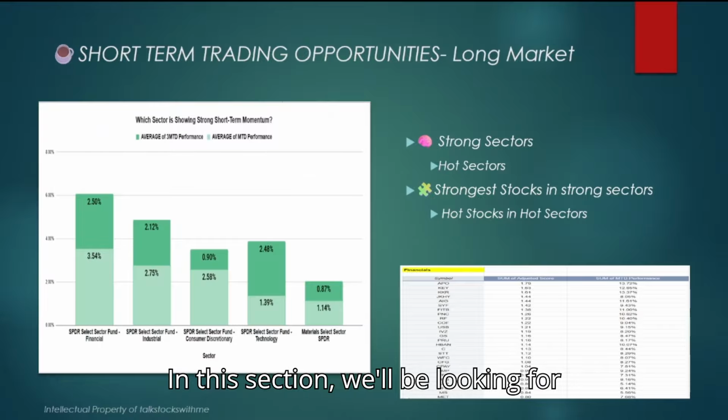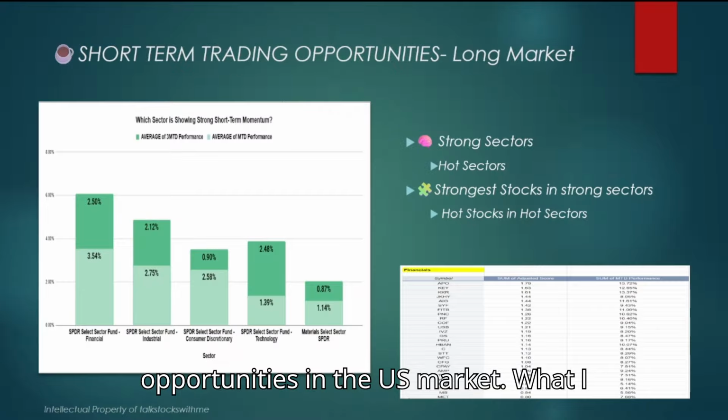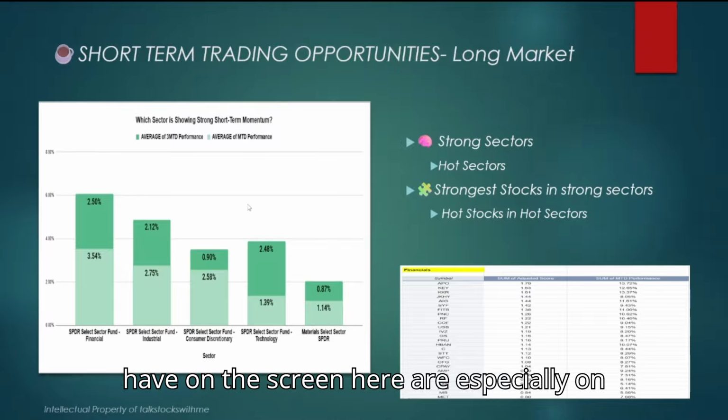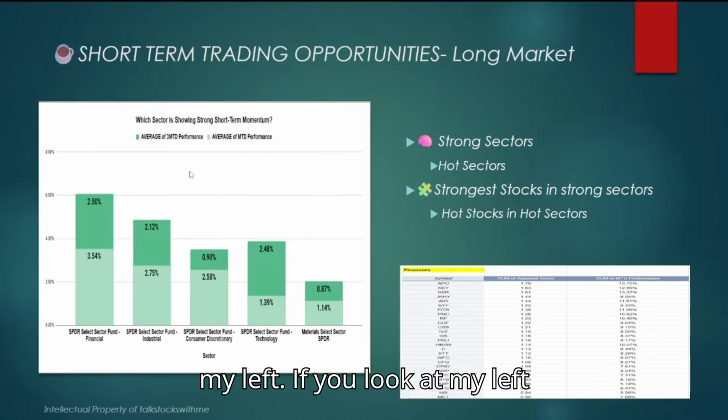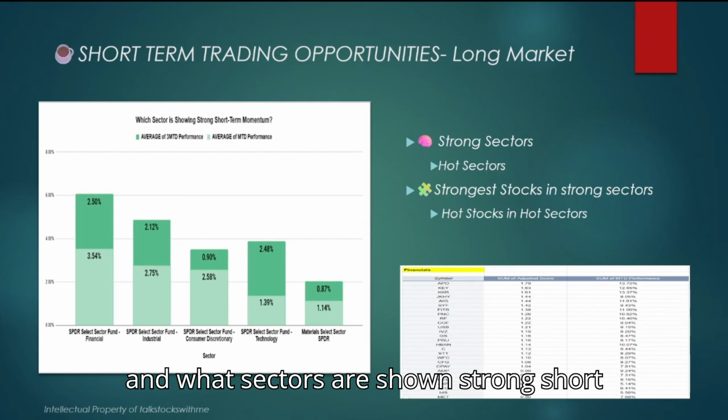In this section, we'll be looking for opportunities in the US market. What I have on the screen here, especially on my left, if you look at my left, are the sectors showing strong short-term momentum.